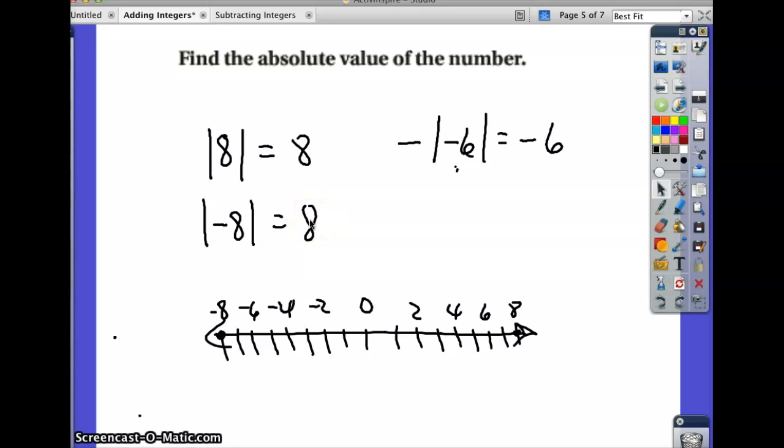Now, here, with the negative 6 and the absolute value brackets, again, absolute value of negative 6 is 6 in this case. But you've got a negative out front, which is same thing as multiplying times negative 1. So negative 1 times 6 is going to be negative 6.